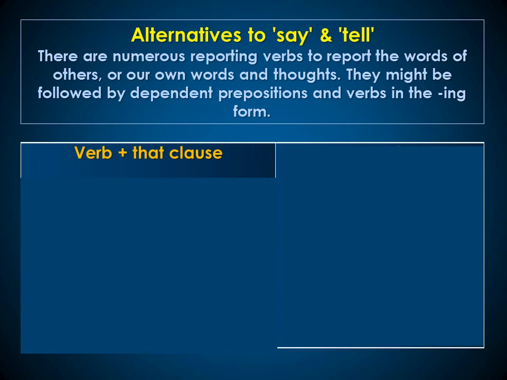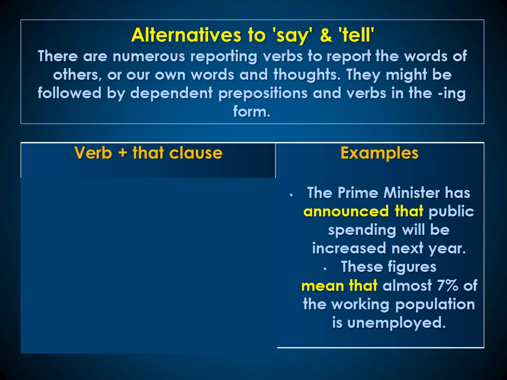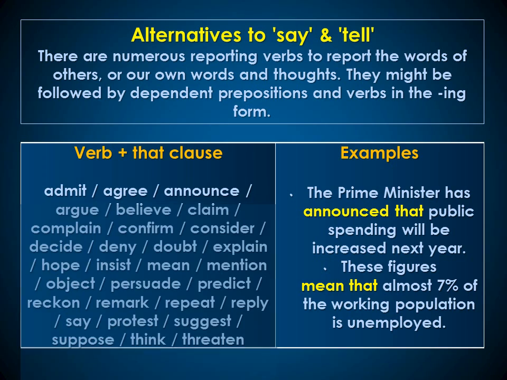To begin with, many of them take that clauses. This is actually the simplest way of using them. Examples: the Prime Minister has announced that public spending will be increased next year. These figures mean that almost 7% of the working population is unemployed. So here are the verbs that might behave in this way. So I suggest you stop and go to the dictionary, write down example sentences.